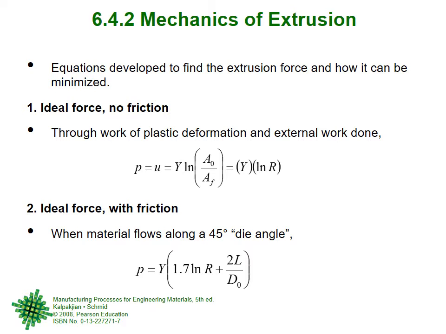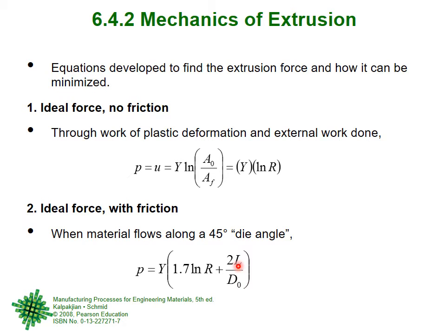Or if the die cone angle is automatically 45 degrees, then it will flow at 45, but the force required will be low. So in this case, with friction, the pressure is Y (1.7 ln R + 2L/D0). This L is the length of contact between the billet and the container. And this D0 is the original diameter of the billet material, right?